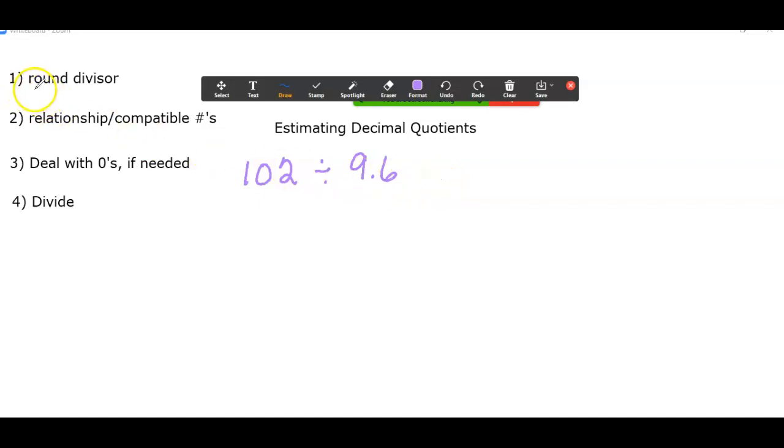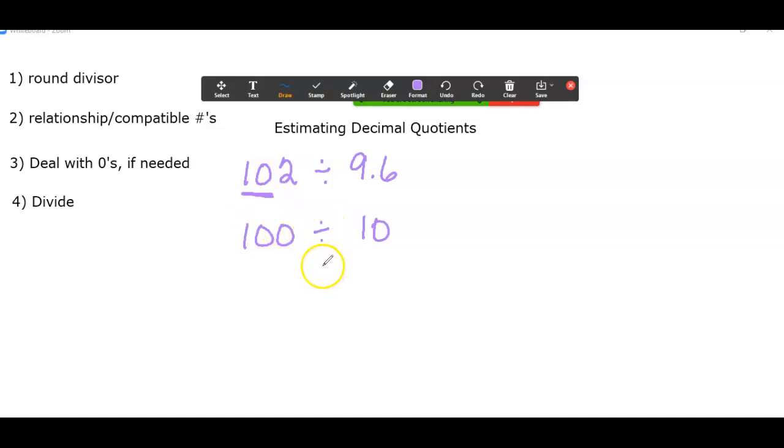So following our steps, first, round the divisor. Well, I know that 9 and 6/10 is pretty close to 10, so I'm going to make that a 10. Next, look for relationships to make compatible numbers. Remember, we normally look at just the first 2 digits. Does 10 have a relationship with 10? Well, yes, it does, absolutely. So I'm going to change 102 to 100.